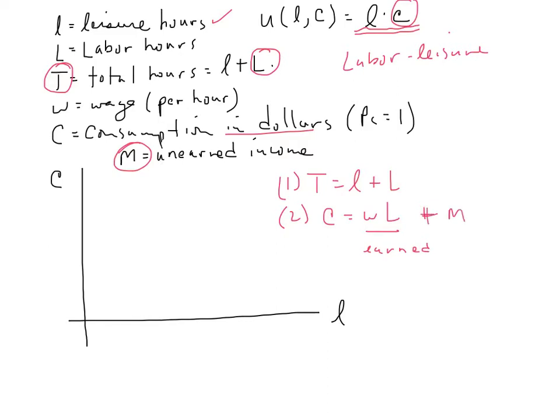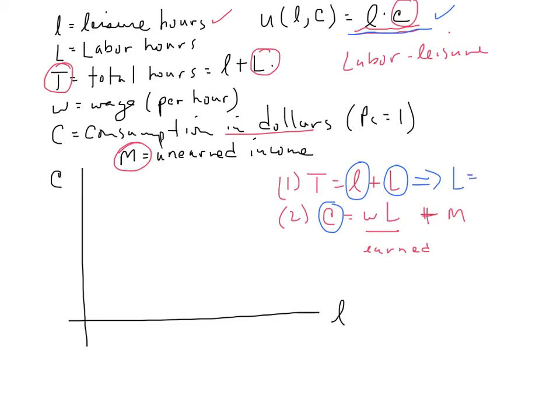okay? So the problem is, A, we have two constraints rather than one, and B, if we circle all the choice variables, C, l, and L, we have three choice variables. We only have two choice variables in the utility function, and we typically try to eliminate a choice variable if we can and make the choice variables in the constraint line up with the ones that appear in the utility function. So we're going to do that by using this particular relationship.